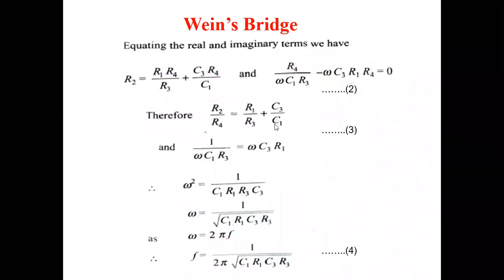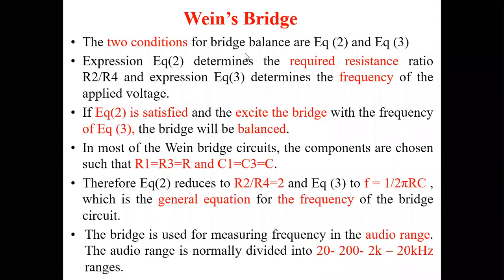And the same thing we have explained here. The two conditions for bridge balance are nothing but equation 2 and equation 3. Equation 2 determines the resistance ratio of R2 by R4, and expression 3 determines the frequency of the applied voltage. If equation 2 is satisfied and the bridge is excited with the frequency equal to equation 3, then the bridge is said to be balanced.